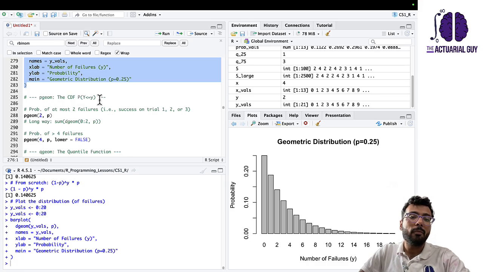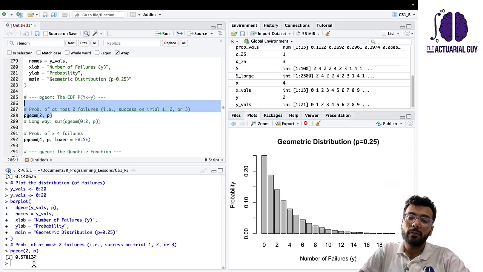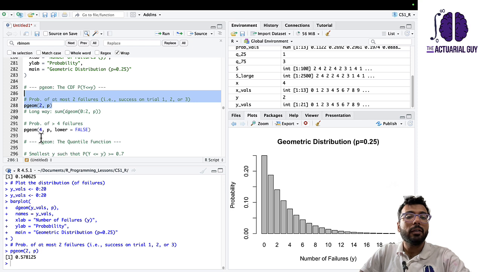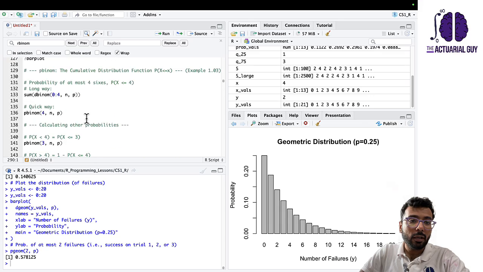Then you can use pgeom to get the probability that you have at most 2 failures before the first success. Okay, so less than or equal to 2 failures, right? So again, you use pgeom, you get 0.578125. If you want to get the probability that you have greater than 4 failures, right? So the greater than probability is pgeom with the argument lower equal to false. Okay, earlier you had the left tail argument, now you have the lower argument. Let me see what that earlier argument was called.